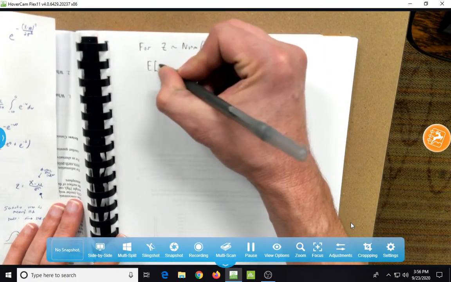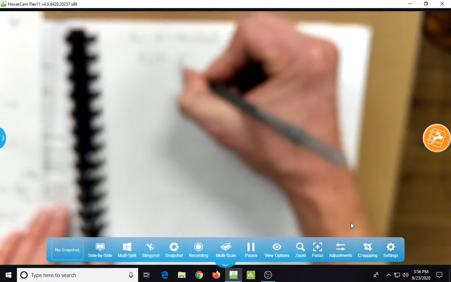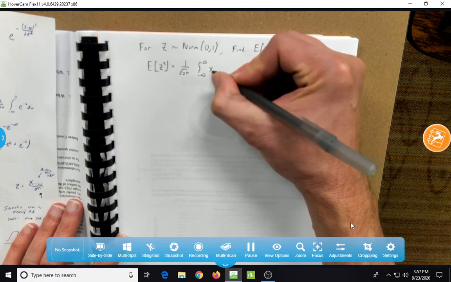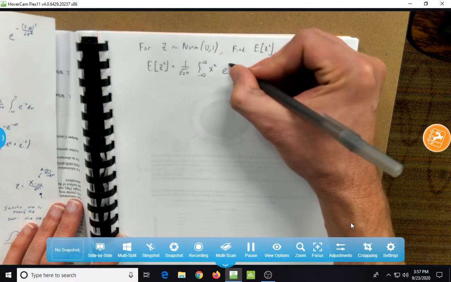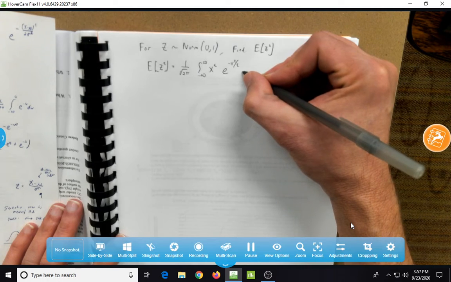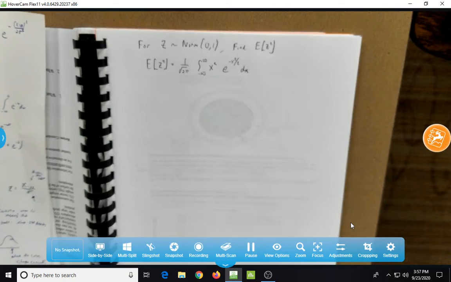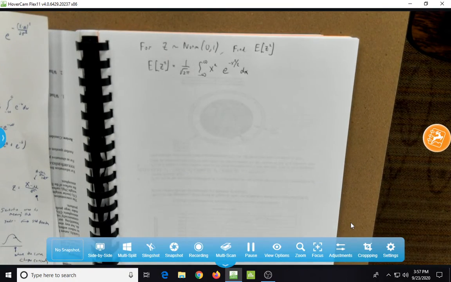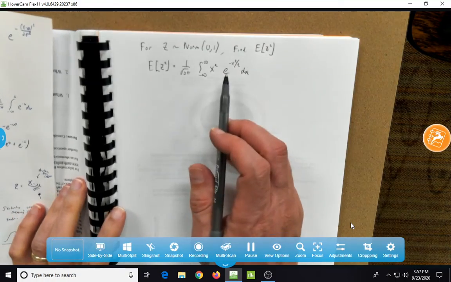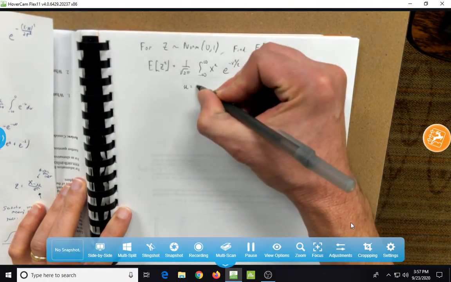So the expected value of Z squared is 1 over square root of 2 pi, then we're going to have to integrate from minus infinity to infinity of x squared times e to the minus x squared over 2 dx. Instead of z, I put x's just for ease of calculation on my part. What I'm going to do is do integration by parts.